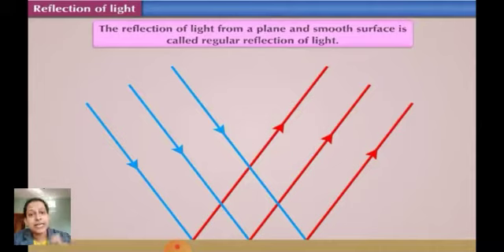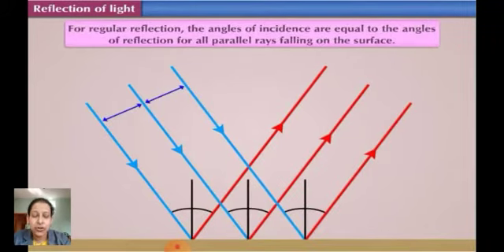It is because you can see that the incident rays are parallel, and the reflected rays are also parallel to each other. So for regular reflection, the angle of incidence and the angle of reflection are the same for all the parallel rays falling on the surface. The angles of incidence are equal to the angles of reflection for all parallel rays falling on the surface. Thus the reflected rays are also parallel to one another, since the angle of reflection is equal to the angle of incidence.